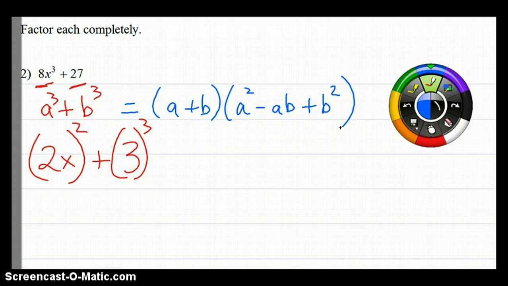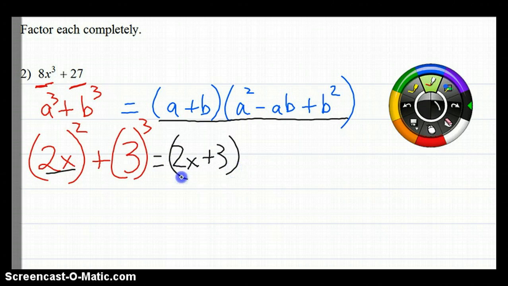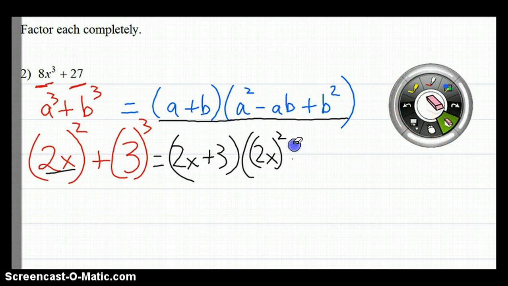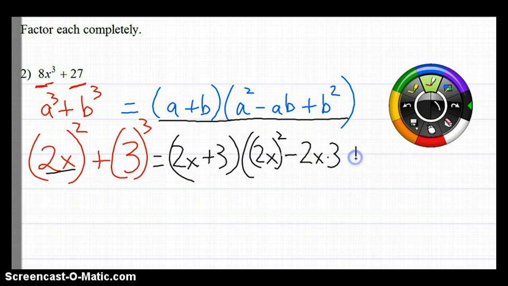So let's see if we can do that. Again, I wrote this formula down, so all I had to do is substitute. When I substitute, wherever I see an a, I'm going to put a 2x. Wherever I see a b, I'm going to put a 3. Wherever I see an a, I'm going to put a 2x. Whoops, that's a minus. Wherever I see a b, I'm going to put a 3. And I'm going to put a 3 squared in here.